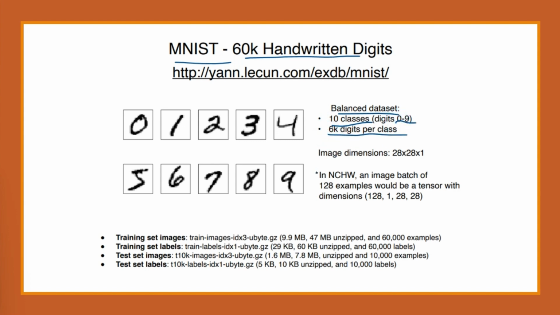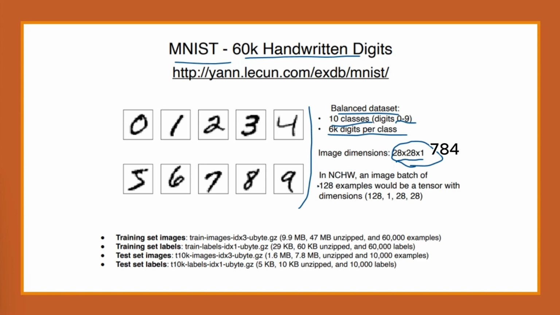Now here's an example of how these digits look, and each of these training examples here has an image dimension of 28 times 28 times 1. So 28 for the height and 28 for the width. So this is the number of pixels. We have a total of 784 pixels of features per training example.